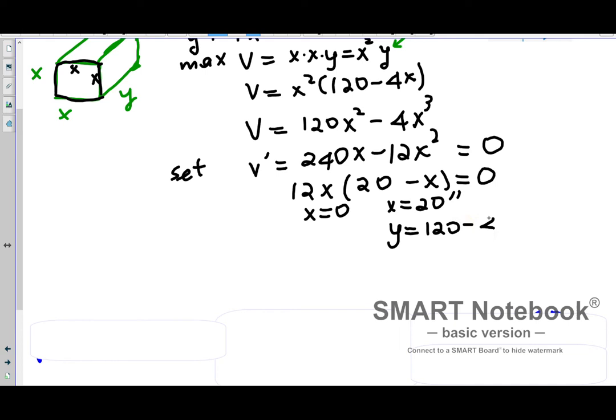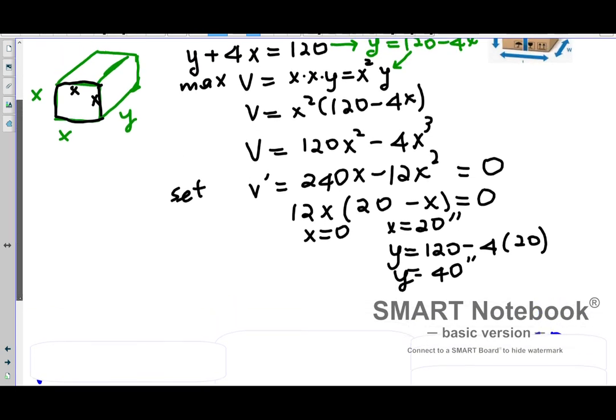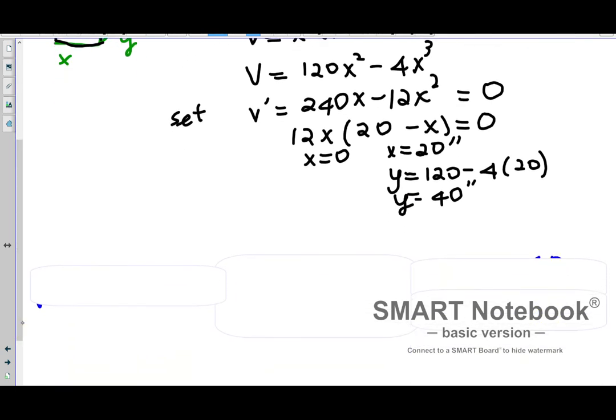120 minus 4x. So for x, I'm going to put 20. So 120 minus 80. So that'll be 40 inches. Now, remember that we are getting the dimensions of a box. So you cannot really just say x by y. It should be like length, comma, width, comma, height.